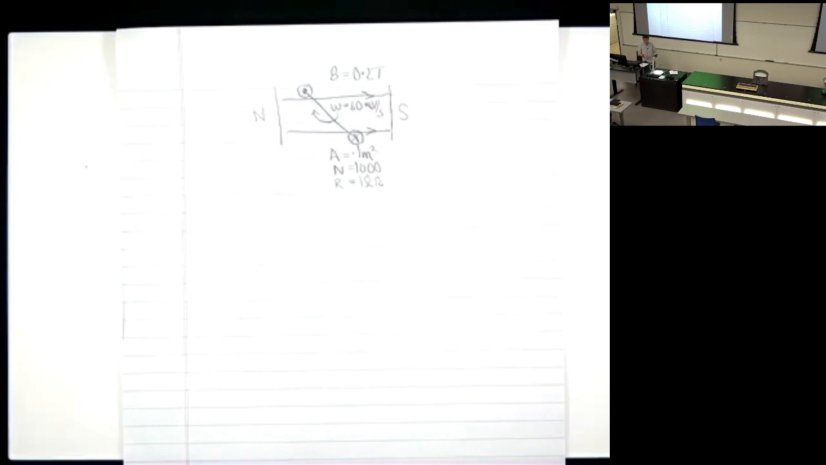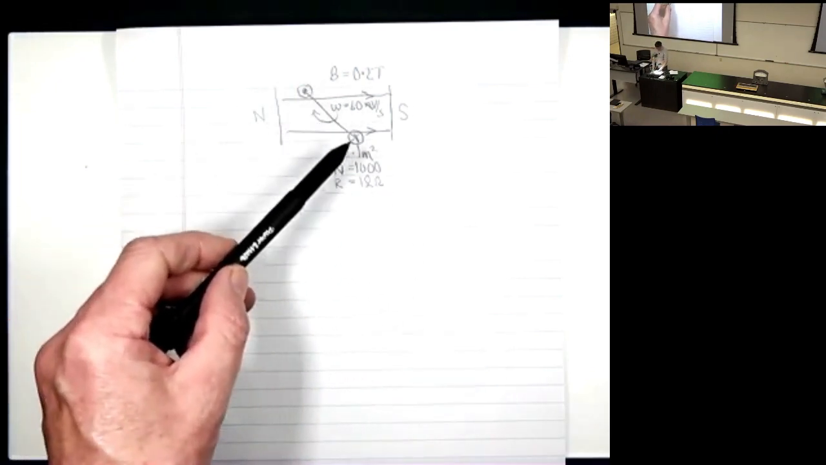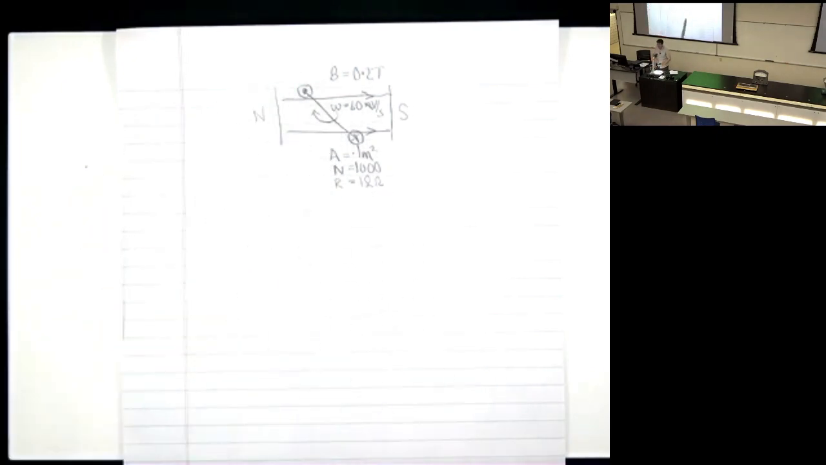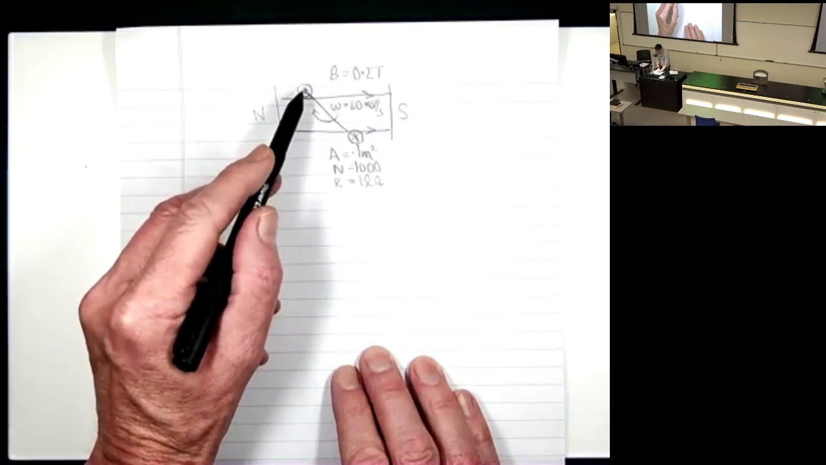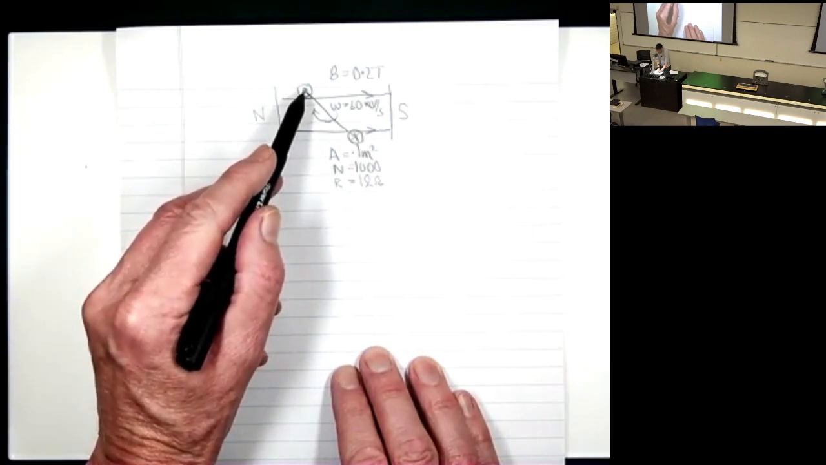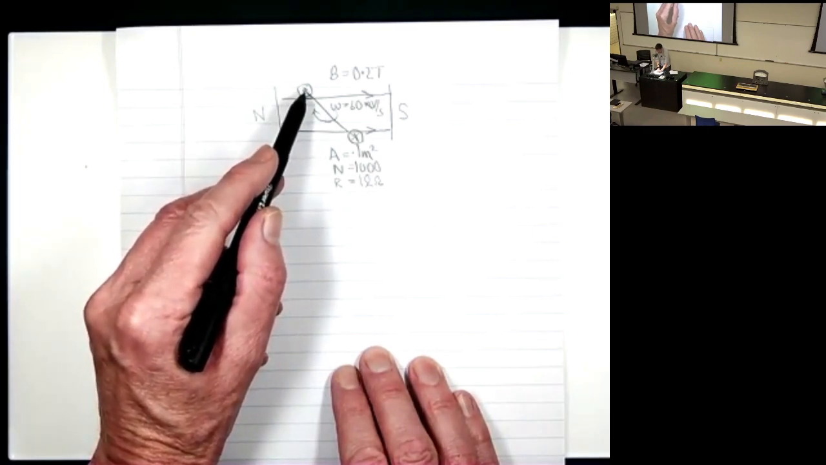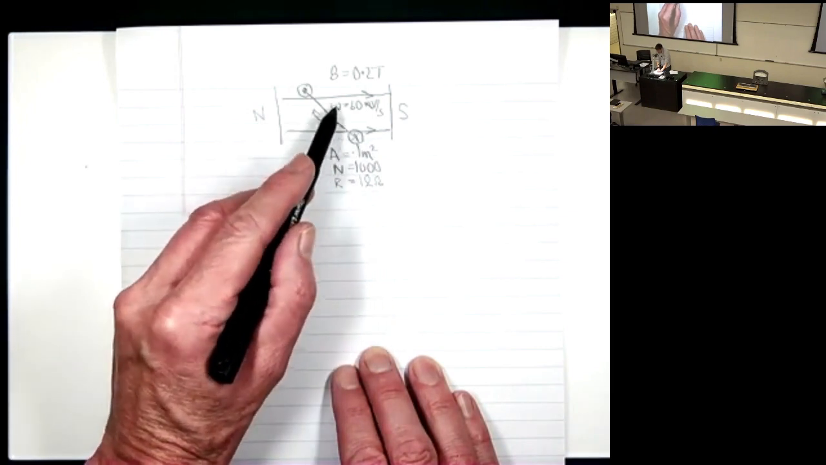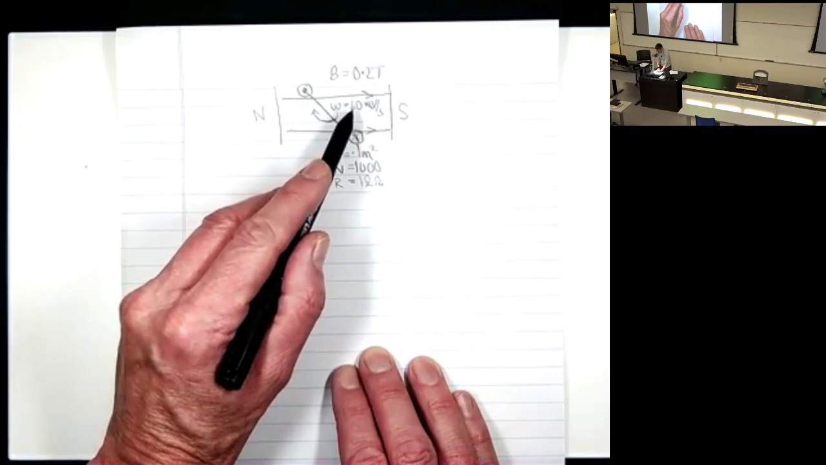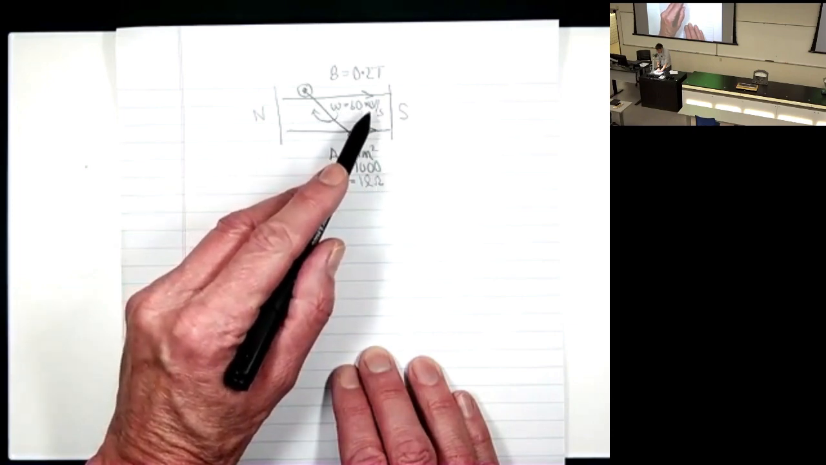Okay, so I already started this problem. I already started it in that I made a sketch of the coil. So here it is. I'm seeing it as if it was a side view. So here's a side arm, this angled line. Here's an arm at the top where the current's, say, coming out of the screen, one at the bottom where the current's going into the screen. Here I'm indicating the rotational motion with a frequency of 60 revolutions a second.